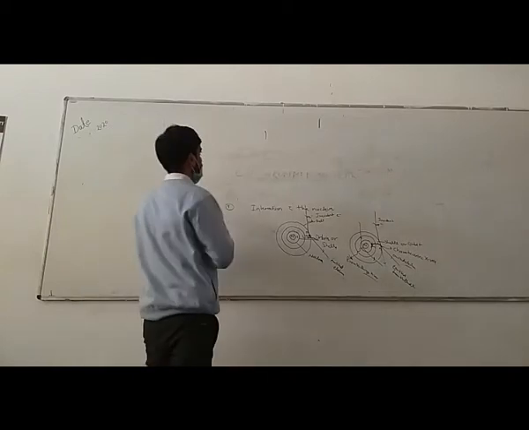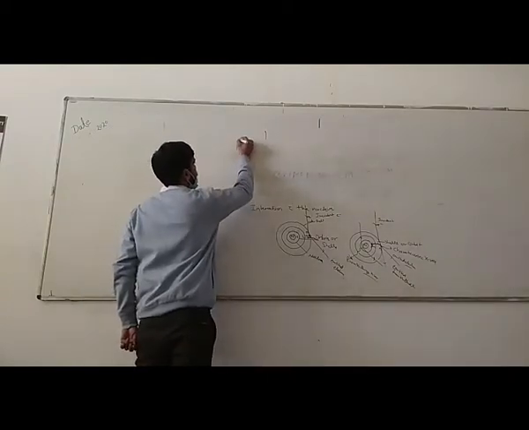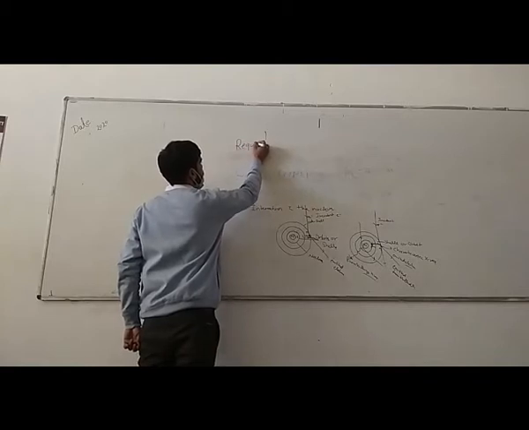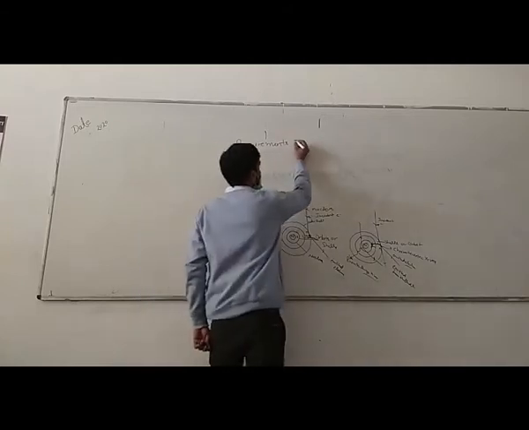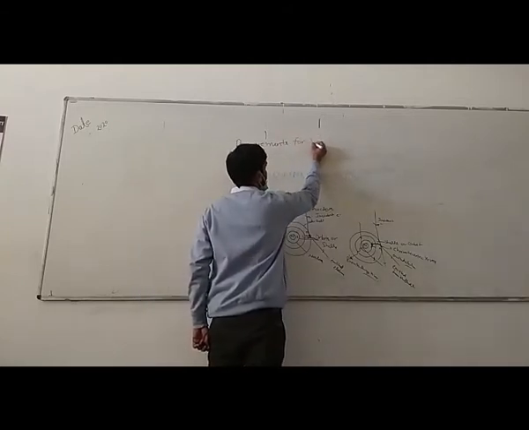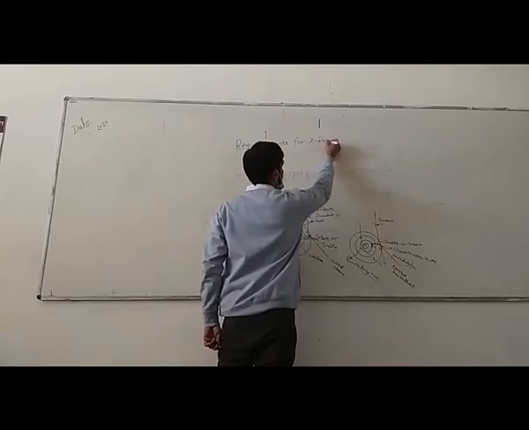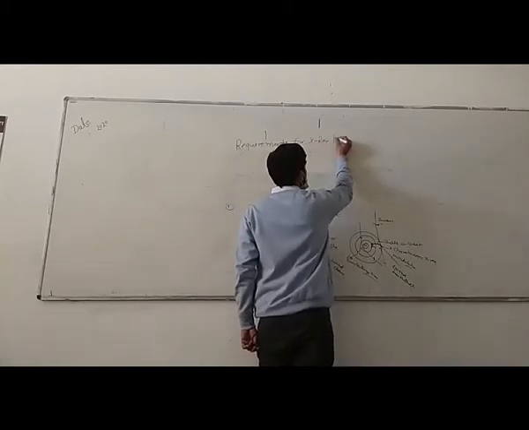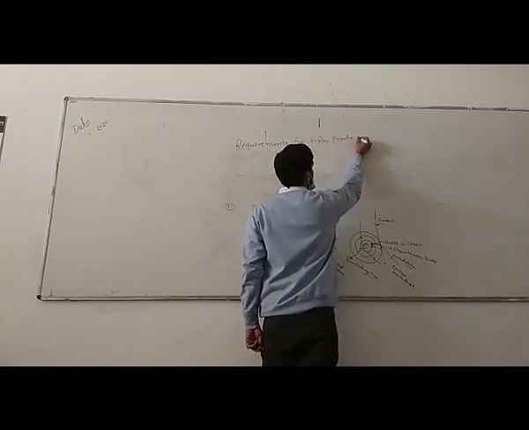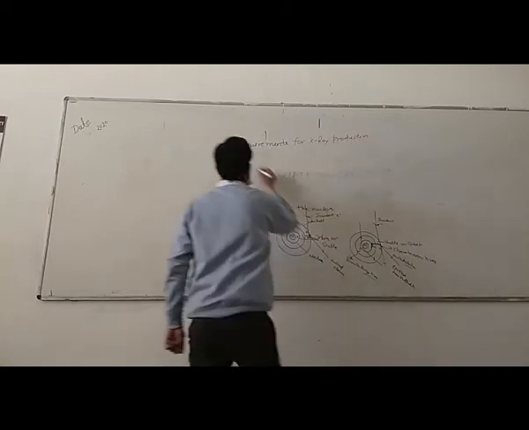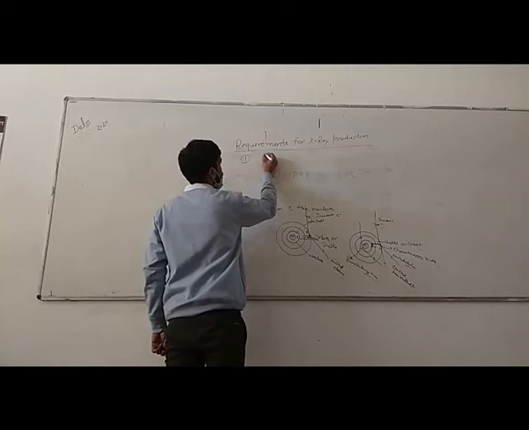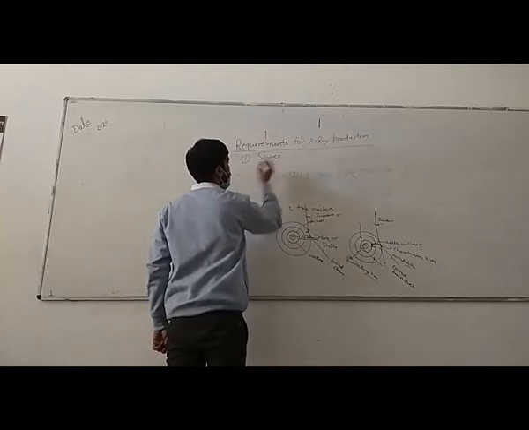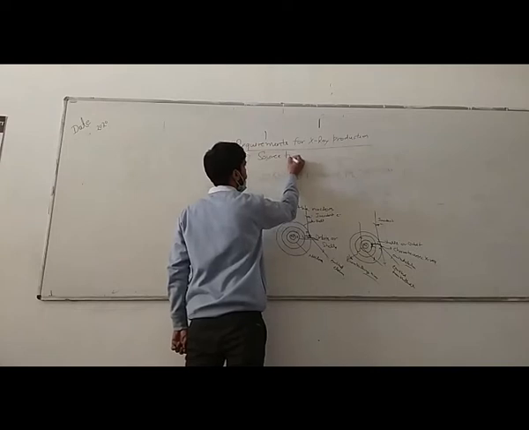So, the requirements for X-ray production. The first requirement is a source to produce electrons.